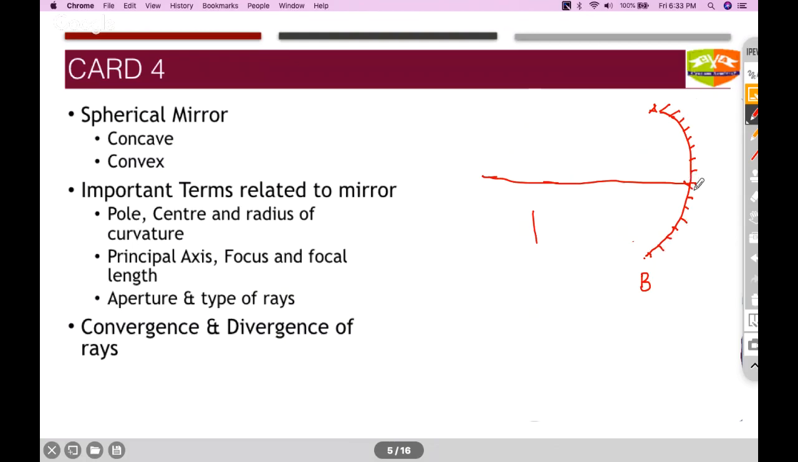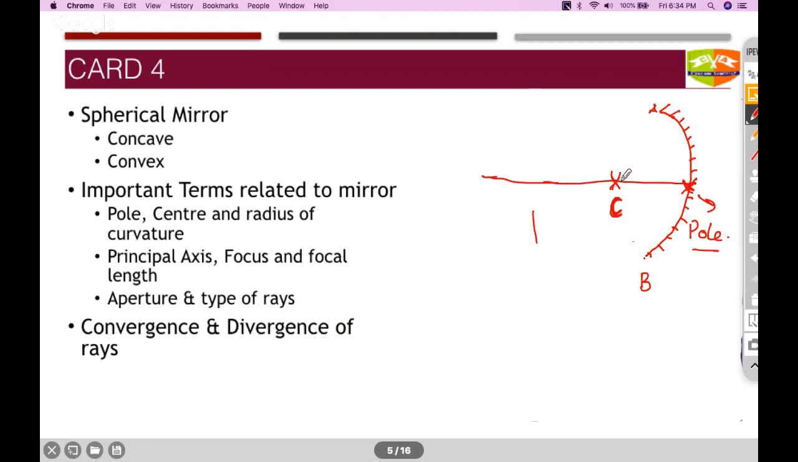The center of this periphery, from A to B, is known as the pole. The second thing is the center of curvature. From whichever sphere I am cutting this out, the center of that particular sphere is known as the center of curvature of this spherical mirror. Suppose this is the center of the sphere from where it has been cut.